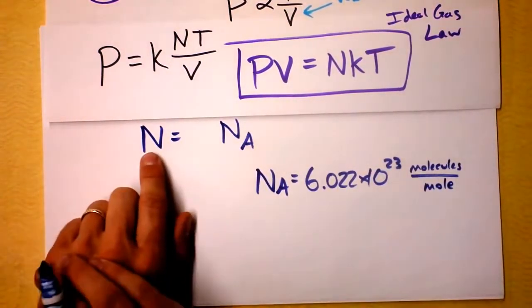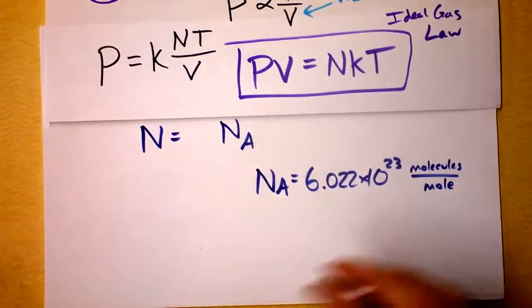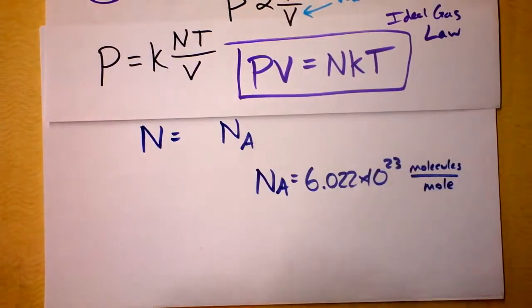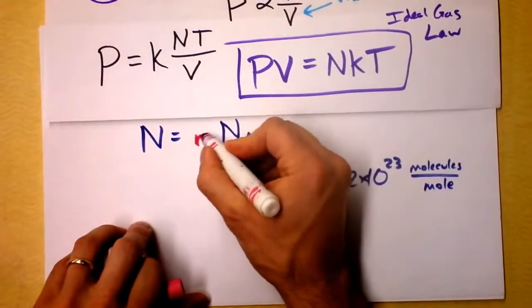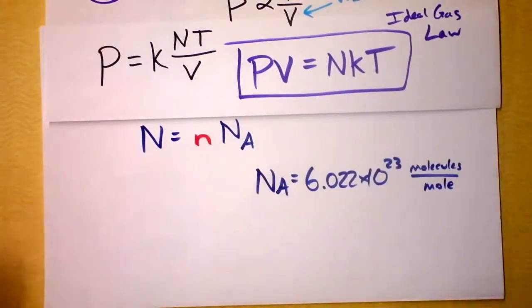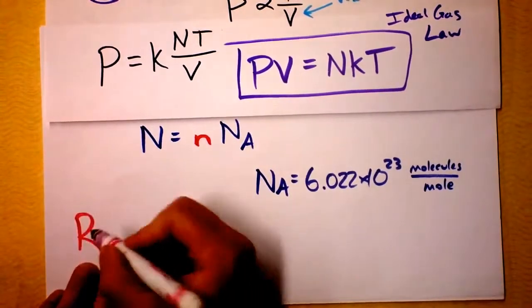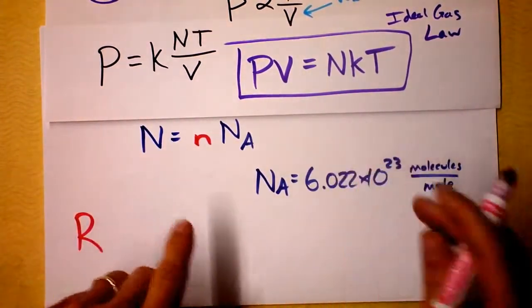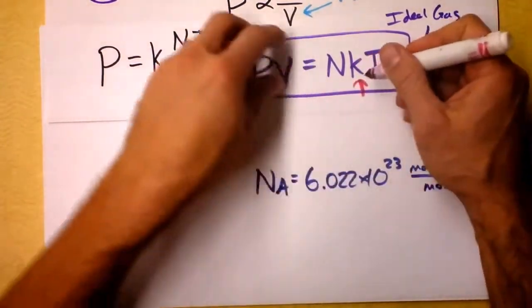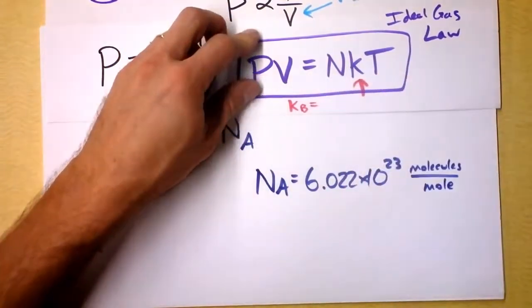So if you've got the number of particles right here, and you know the number of moles, all you have to do is multiply by the number of moles. So the number of particles is the number of moles times the number of molecules per mole. So we're back to molecules or particles. And the other definition that we need is R, the ideal gas constant. Did I tell you about this k here? This k is Boltzmann's constant. We're often going to call it kB for Boltzmann, and it is on his gravestone.